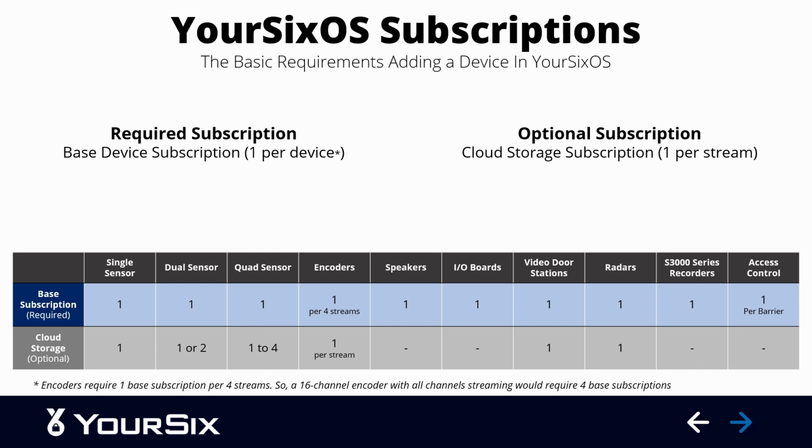You can, for some of the quad sensors, actually record the stitched image as a single stream, and then for that example, you would only need 1 cloud subscription. All right, so just in summary, this slide here kind of lays out what the required base license is and what the optional one is.